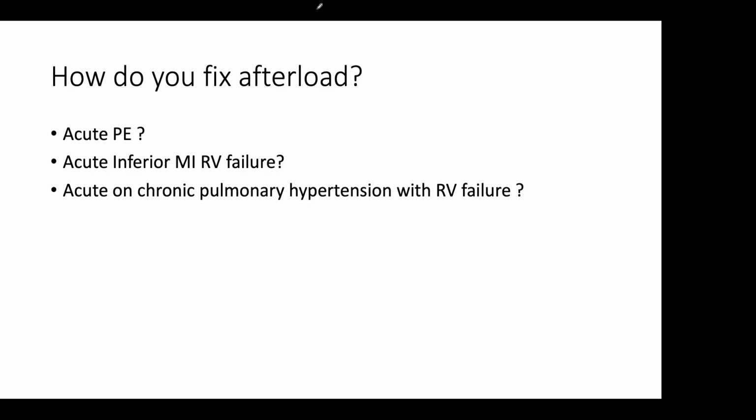So to fix the underlying issue, you can consider thrombolytics, you can consider catheter-directed therapy, or you can consider mechanical thrombectomy. Lysis, thrombectomy, very good. Yep, and what about in the case of acute inferior MI with RV failure? How do we want to fix the afterload here? Or rather, the question is, is there an afterload problem in acute inferior MI with RV failure?